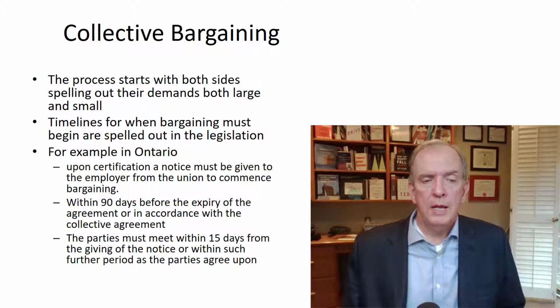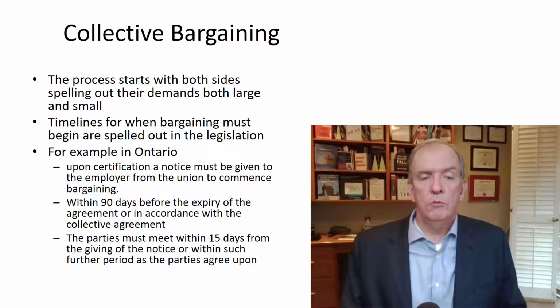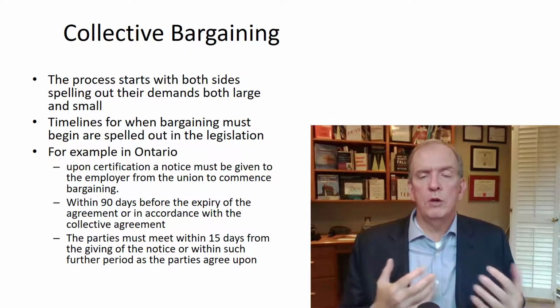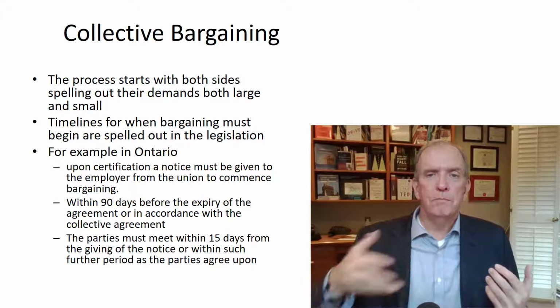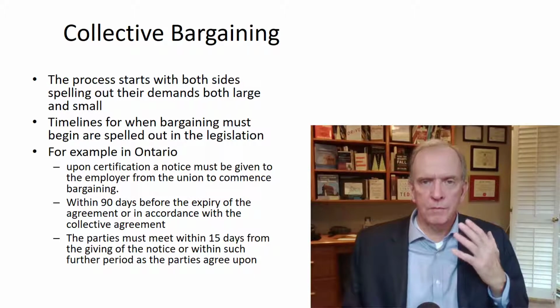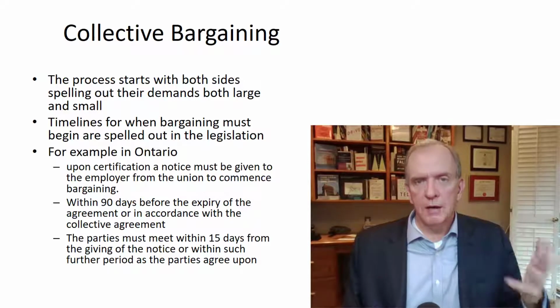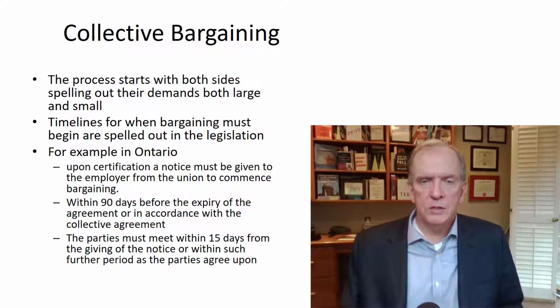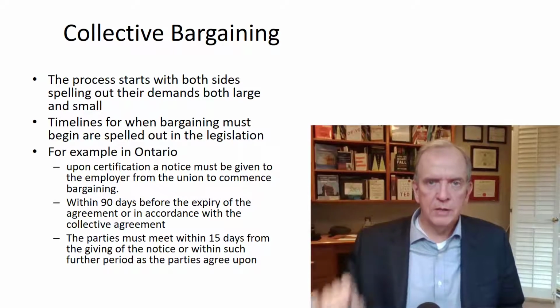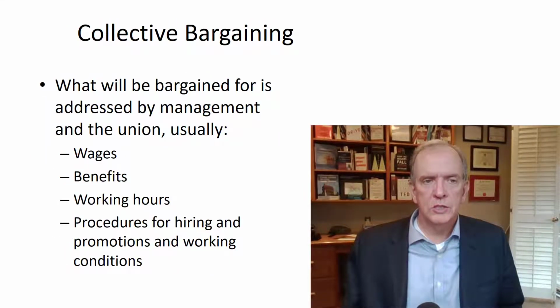for bargaining. And in Ontario, upon certification, a notice must be given to the employer from the union to start that bargaining within 90 days before the expiry of the agreement or in accordance with the collective agreement. The parties must agree within 15 days from the giving of the notice or within such period as the parties agree upon. Because if you don't put some sort of time limit, the company might just keep pushing it off and pushing it off. So if the union has been certified, you have to sit down and start bargaining as a company with that union. You can't just sort of keep throwing it off and we'll never get to bargaining. So there's requirements in the legislation.